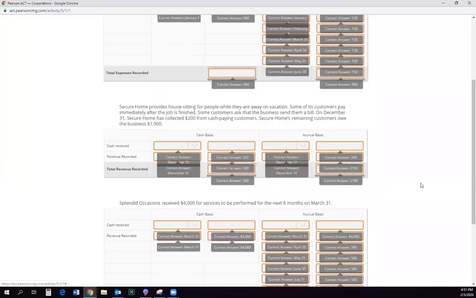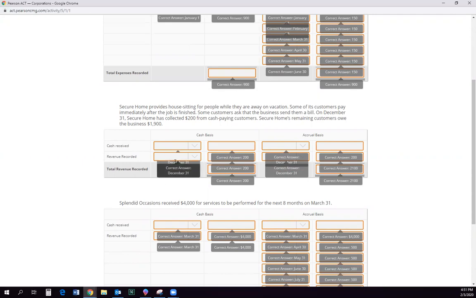All right. The second one, Secure Home, provides home sitting for people while they are away on vacation. Some of its customers pay immediately after the job is finished. Some customers ask that the business send them a bill. On December 31st, Secure Home has collected $200 from cash-paying customers. Secure Home's remaining customers owe them $1,900.